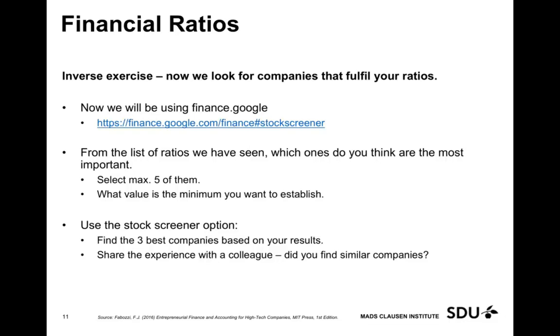Now it's the moment that we do this the inverse way. Now it's the moment that you select 5 ratios, you set thresholds, upper limit, lower limit, and then you try to find companies that satisfy that. Share this with a colleague. Try to find whether you actually identified similar types of companies or whether there are very different companies in the two approaches that you have followed.